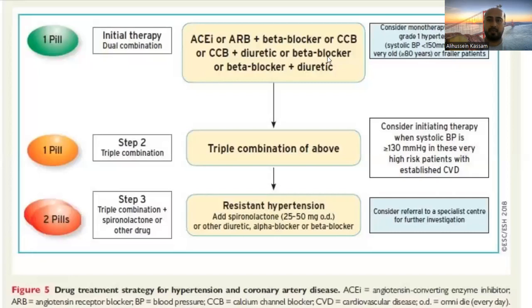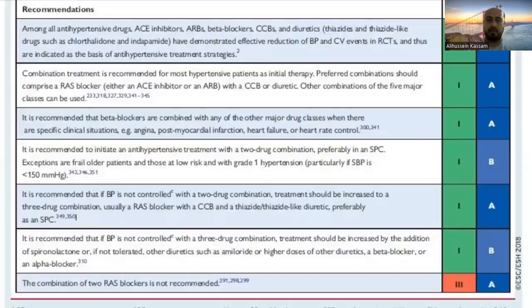So again, this is the same algorithm, and this is just a summary of whatever I talked about. The main thing is to never combine RAS blockers. That's a class 3A indication. And that summarizes our guidelines for ESC hypertension.